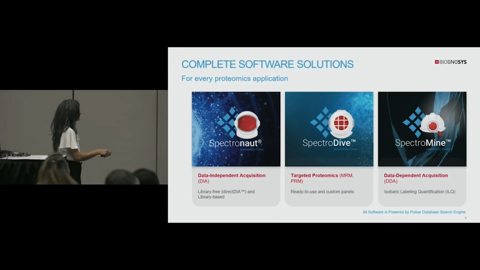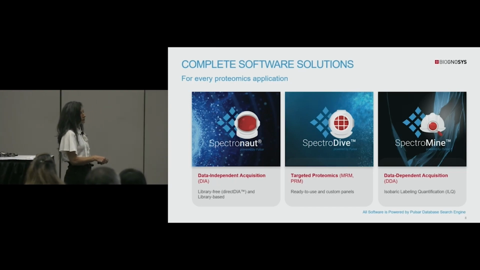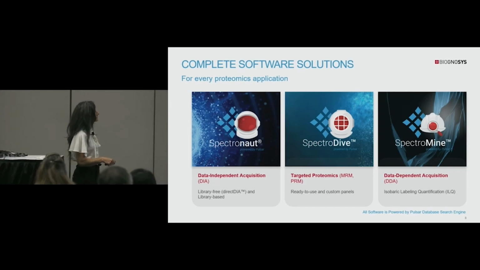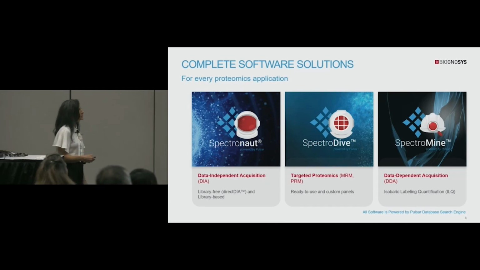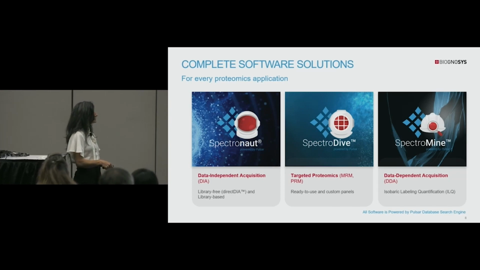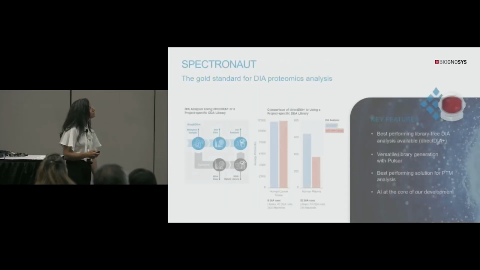And we have, as I mentioned, software for any mass spec-based proteomics that you are running. Spectronaut is our software for DIA analysis. If you are doing targeted proteomics, we also have SpectroDive. SpectroDive has some functionalities that make it better than some of the competition. And if you are doing TMT and you are still running DDA, either for TMT or for label-free quantification in DDA mode, Spectromine would be the solution to go for.